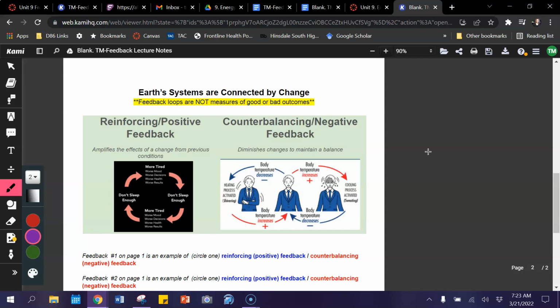Another thing that I highlighted here that I think is really important because students confuse this a lot: feedback loops are not measures of good or bad outcomes. Feedback loops are often defined as being positive feedback loops or negative feedback loops. And like positive and negative, it's not about a good thing or a bad thing. It's about the outcome. Does the outcome augment the starting event, or does it counter the starting event?